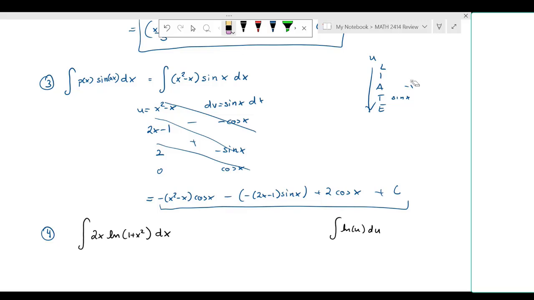So what should our u be according to this acronym, LATTE? It looks like log comes first. And it makes sense if that's our u, and algebraic is next. The fun thing about log functions, you know, log function is a transcendental function. But if you differentiate, it becomes rational. So we have more techniques for integrating rational functions, right? And then dv is just whatever remains. So if this is our u, dv must be the 2x times dx.